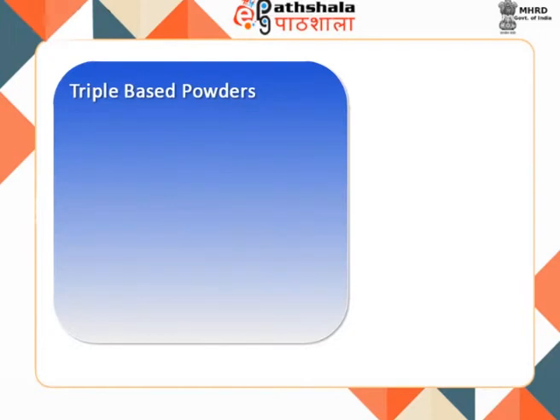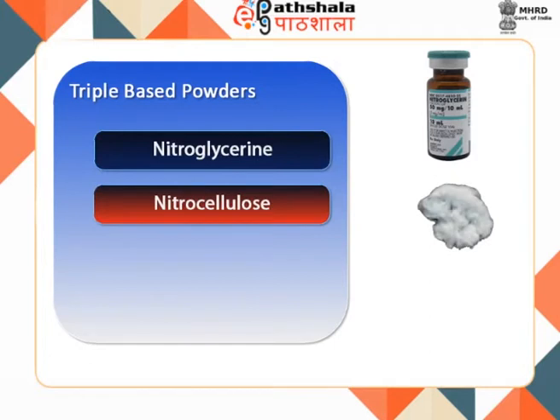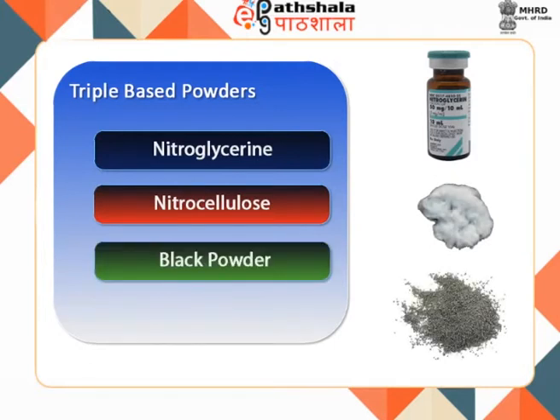Let us now discuss triple-based powders. A triple-based powder contains the following ingredients: nitroglycerin, nitrocellulose, and black powders. The percentage of the various constituents vary but do not offer any special advantage, hence seldom used.